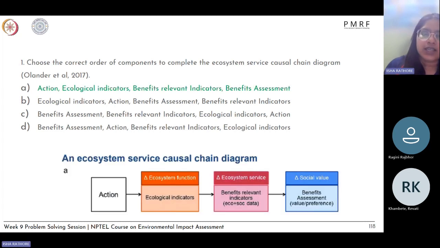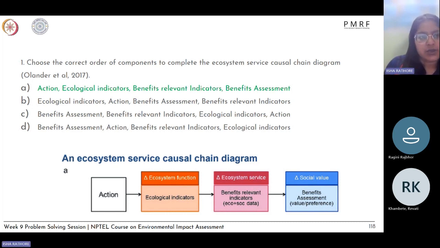Okay, so the correct answer is A. So first we have the action, then we look up at the ecosystem functions, so the ecological indicators. Then we look up at how the ecosystem services are being utilized, or if they are being utilized, based on the benefits relevant indicators, based on the ecological and social data. Then we look up at the social value, based on the benefits assessment or the value or preference. So this is the ecosystem service causal chain diagram. So the correct order is action, ecological indicators, benefits relevant indicators, and benefits assessment. So A is the correct answer.